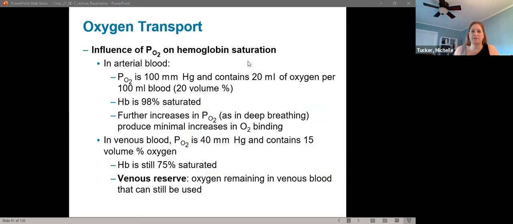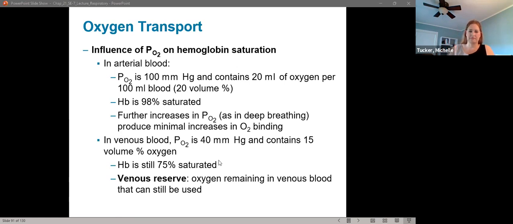The influence of PO2 on hemoglobin saturation. Hemoglobin stays at about 98% saturation. So increasing the partial pressure of oxygen doesn't really do much to affect oxygen saturation. So my hemoglobin right now, hopefully, is about 98, 99% saturated. If I do deep breathing exercises right now, it's not going to change much. It might go up to 99. So we tend to keep hemoglobin pretty well saturated.